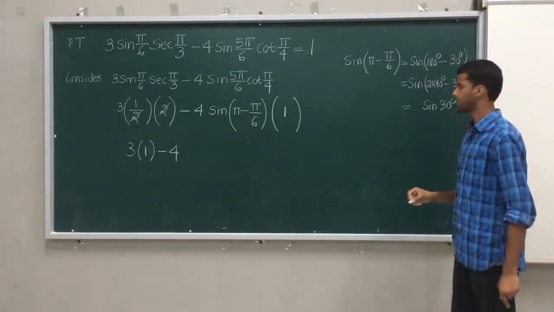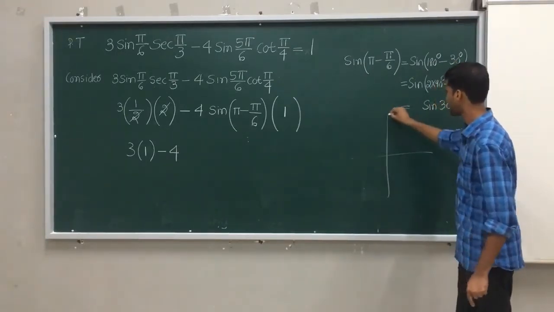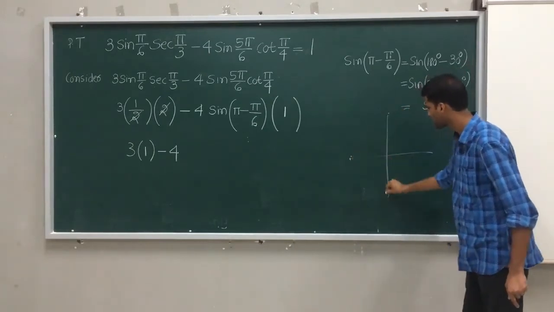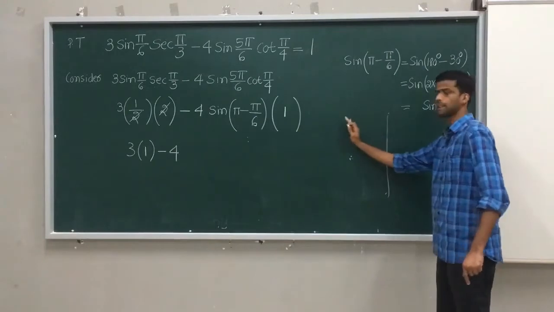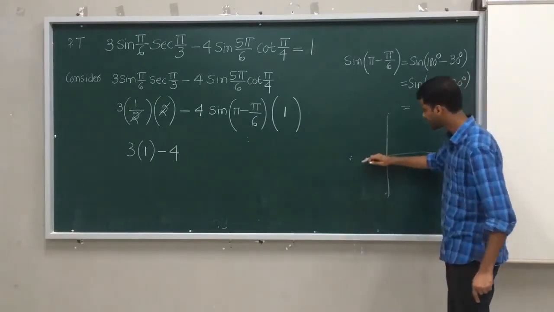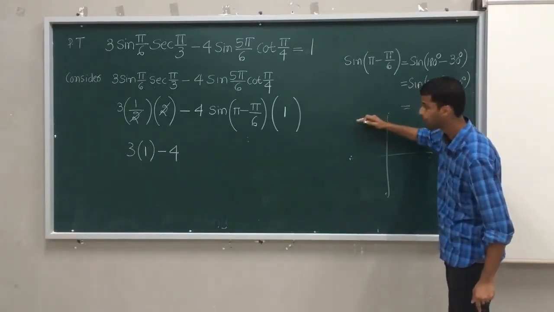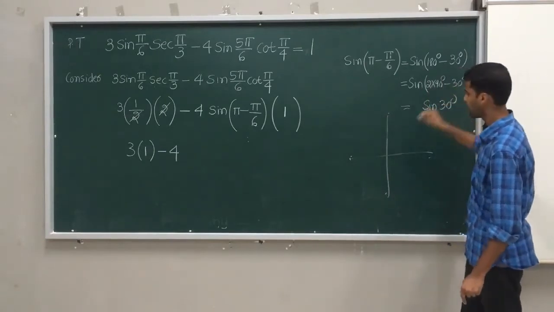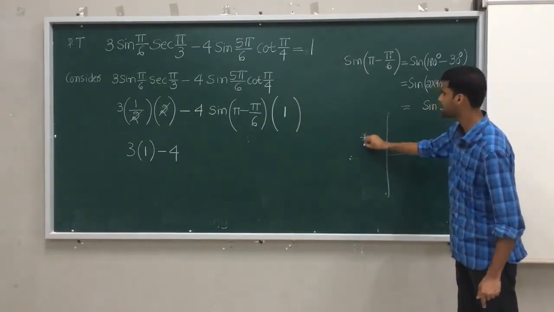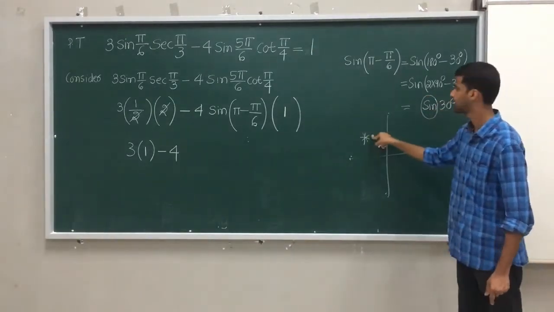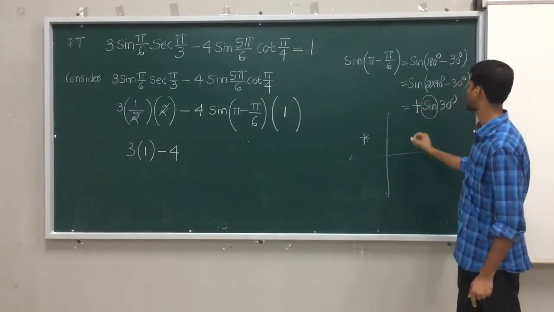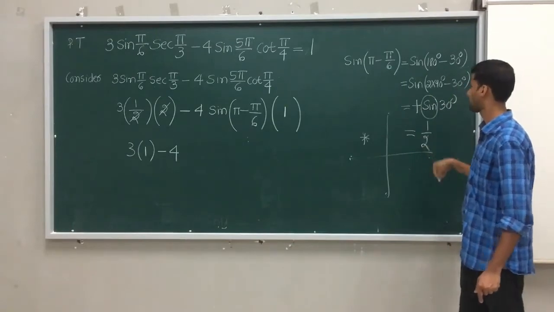For 180 minus 30, if you take the quadrants, it is 0 to 90, 90 to 180, 180 to 270, 270 to 360. On this side it is 90 plus, this side 90 minus. This is 180 plus, this side is 180 minus. 180 minus means second quadrant. In the second quadrant, we all know sine is positive. Therefore its sign is plus, and sin 30 answer is 1 by 2.